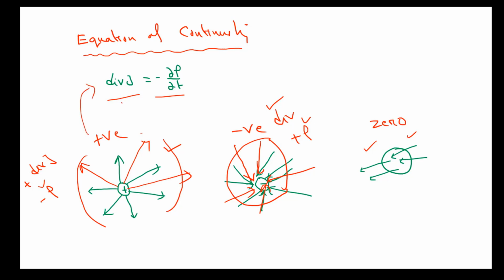the divergence J. It means this is a positive divergence. If the divergence is positive, my flux is in the outwards direction, so the volume increases. Volume increases means the density decreases. That's why you can write divergence J equal to minus del rho by del T. So when there is positive divergence, the density is getting reduced. I think you now understand the physical meaning of the equation of continuity.